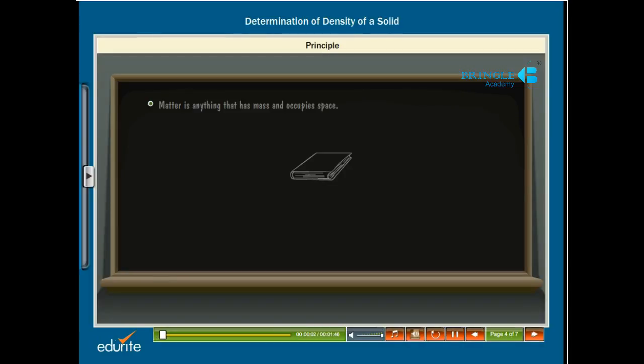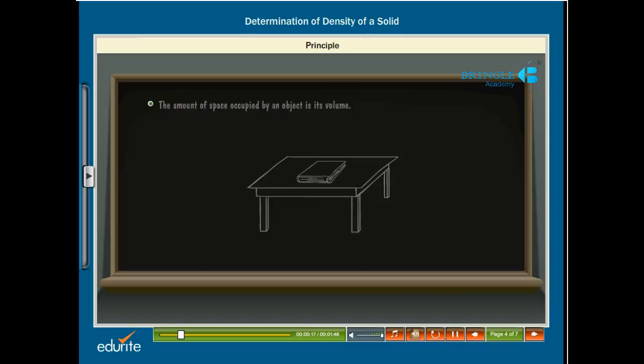Matter is anything that has mass and occupies space. The amount of matter in an object is called its mass. The SI unit of mass is kilogram or kg. The amount of space occupied by an object is its volume. The SI unit of volume is cubic meter or meter cube or milliliter or ml.